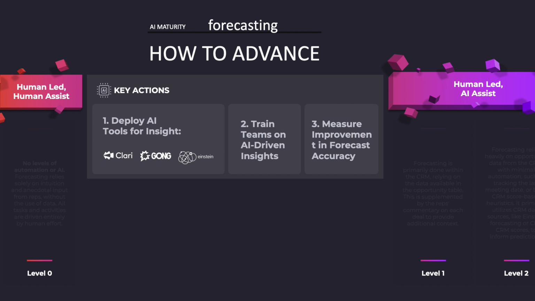Now, moving to train teams on AI-driven insights. Look, sales teams need to be trained on how to leverage AI insights in their decision-making process, but at the same time, retain control over final forecasts. For measure improvements in forecast accuracy, you need to be able to compare the AI enhanced forecasts with previous manual only results to quantify improvements in accuracy and time efficiencies.